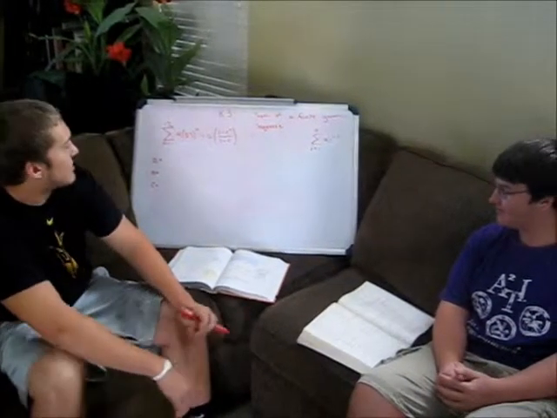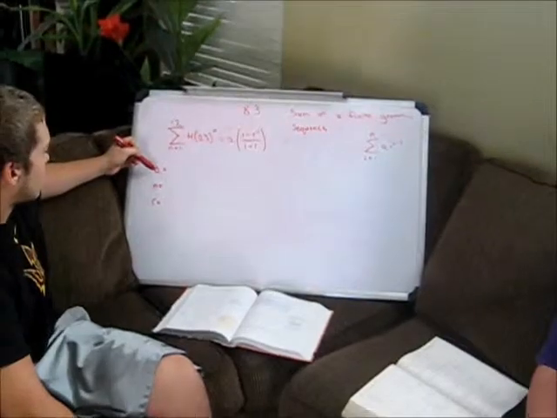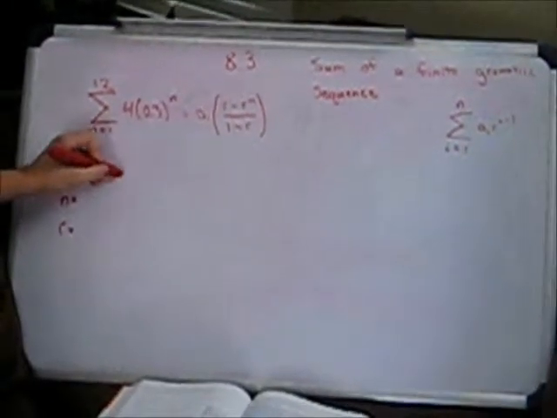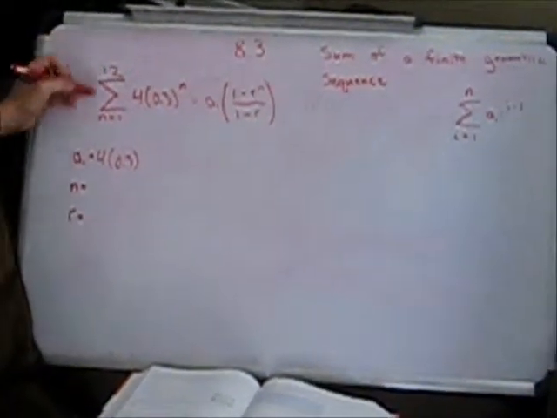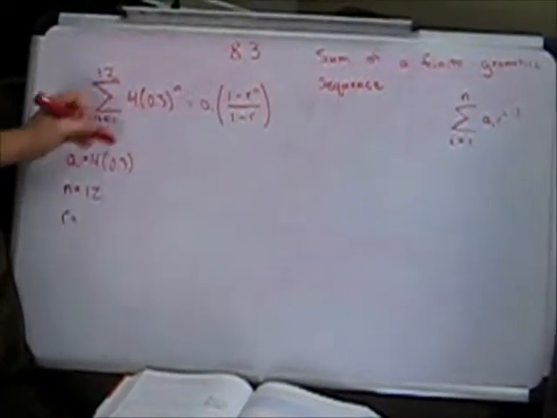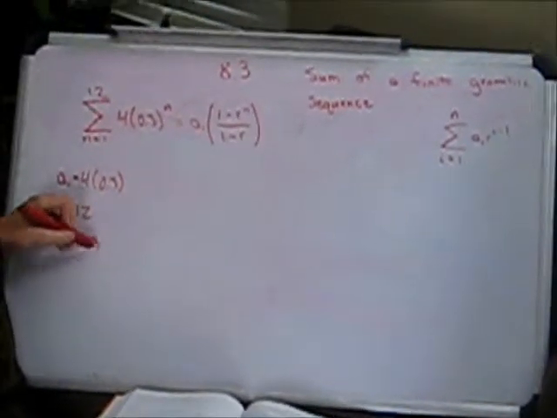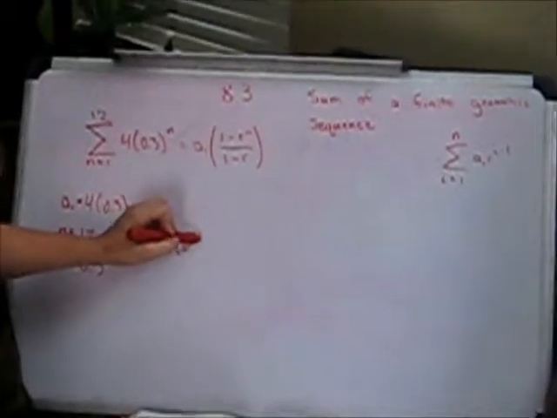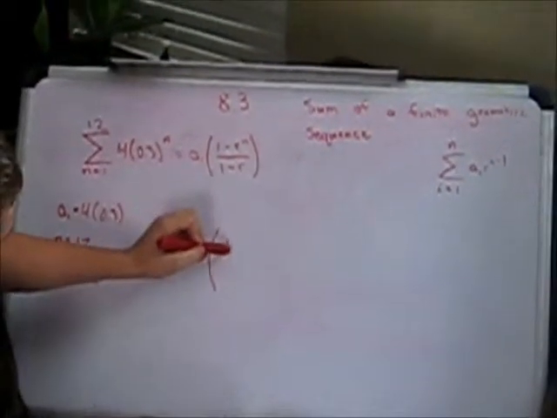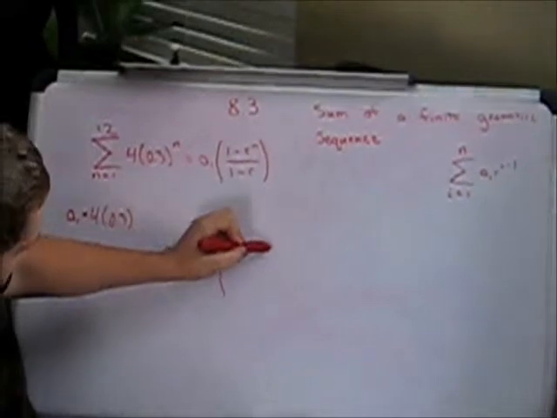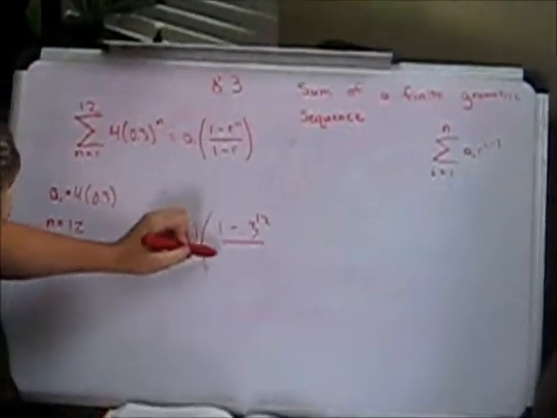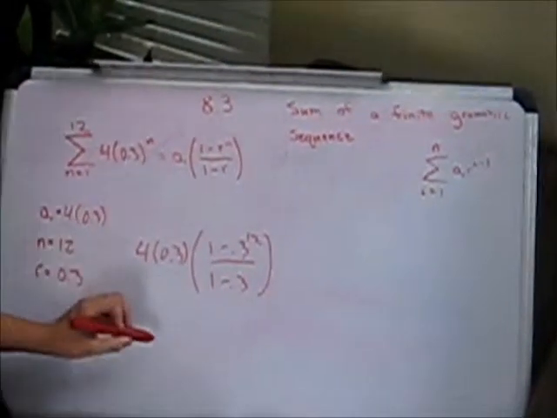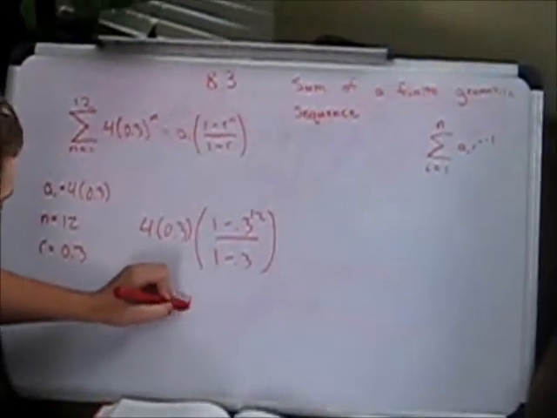So what's this one? This is another problem from 8.3. First, to find A1, you plug in 1 for n, and you get 4 times 0.3. For n, you get from right here 12. And r comes from right here, 0.3. Then you plug all 3 of these in for the formula. And from there, you use a calculator to solve it, and you get 1.714.